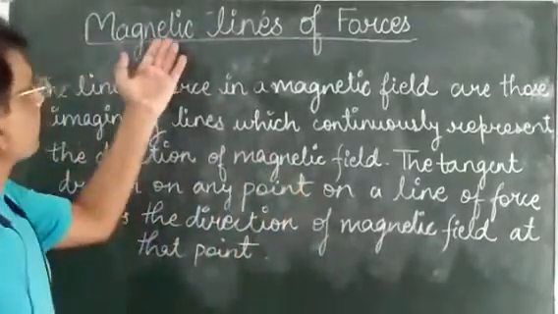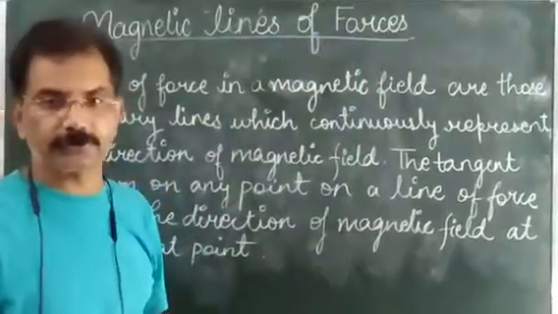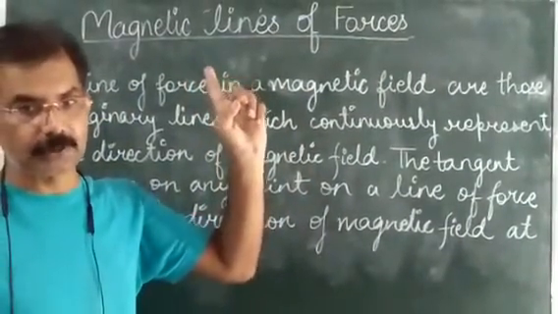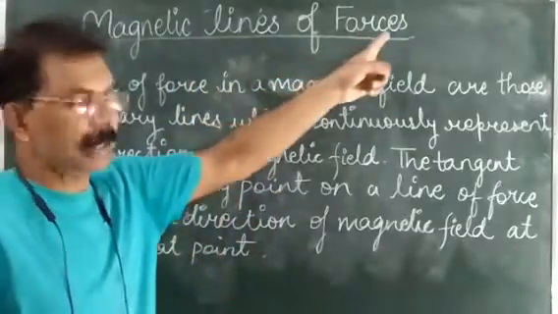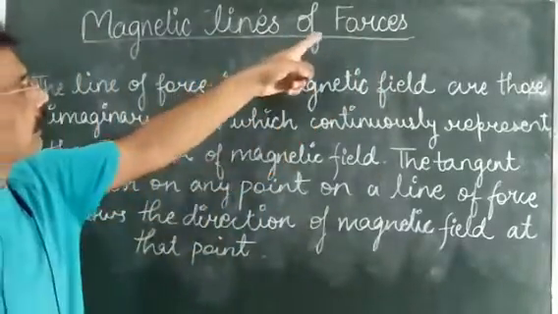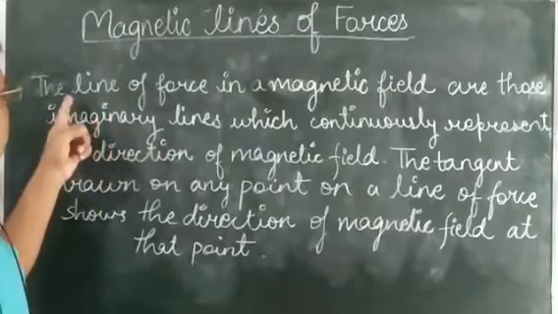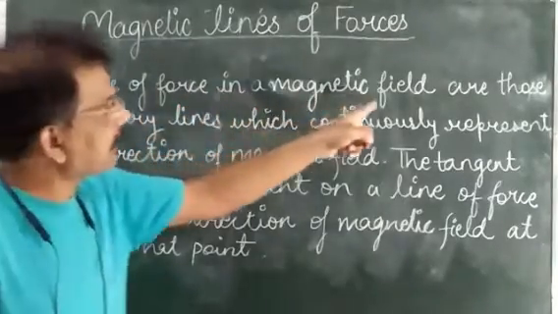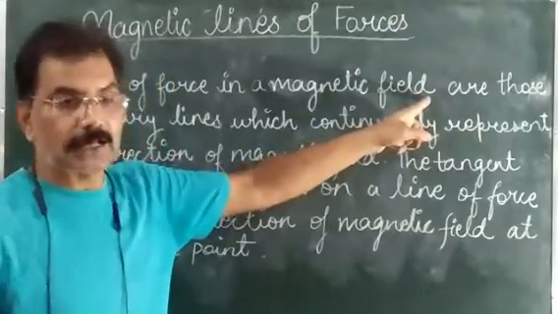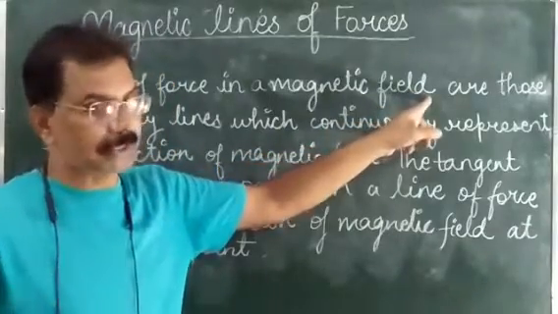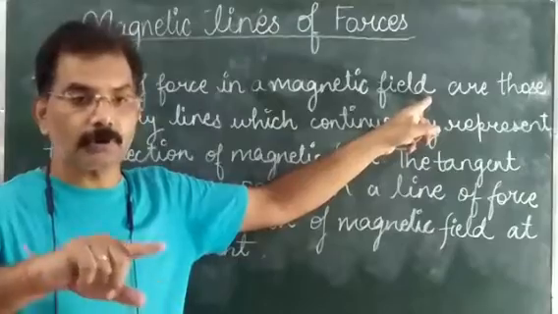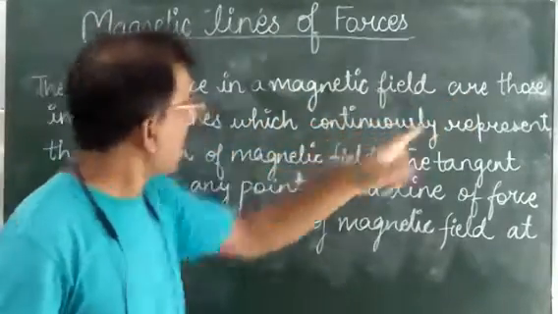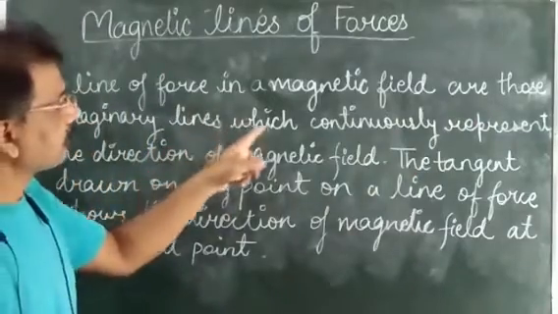Now the next topic is magnetic line of forces. As you know, like electric line of forces in electrostatics, here I am going to discuss the magnetic line of forces. And what is the magnetic line of forces? The magnetic line of forces are the lines of forces in a magnetic field. हमने बताया था इलेक्ट्रिक लाइन ऑफ फोर्स इलेक्ट्रिक फील्ड में ड्रॉ किया जाएगा, और मैग्नेटिक लाइन ऑफ फोर्सेस विल ऑलवेज ड्रॉ इन मैग्नेटिक फील्ड.